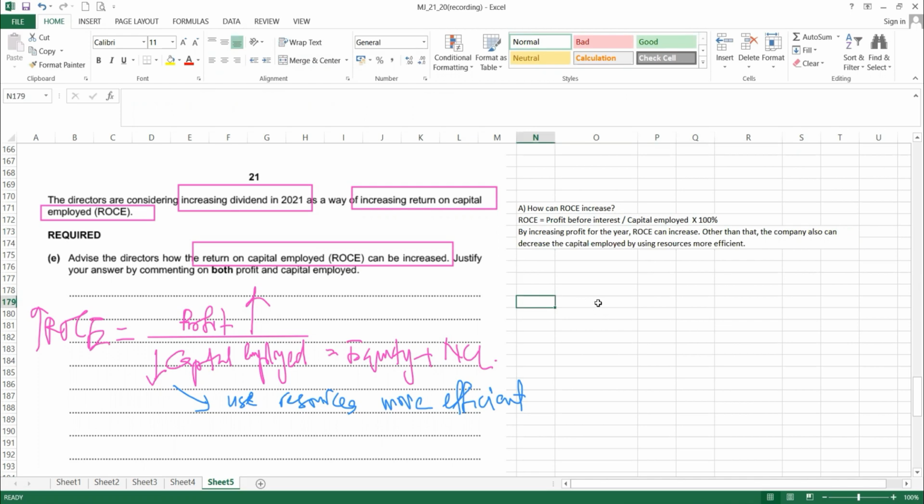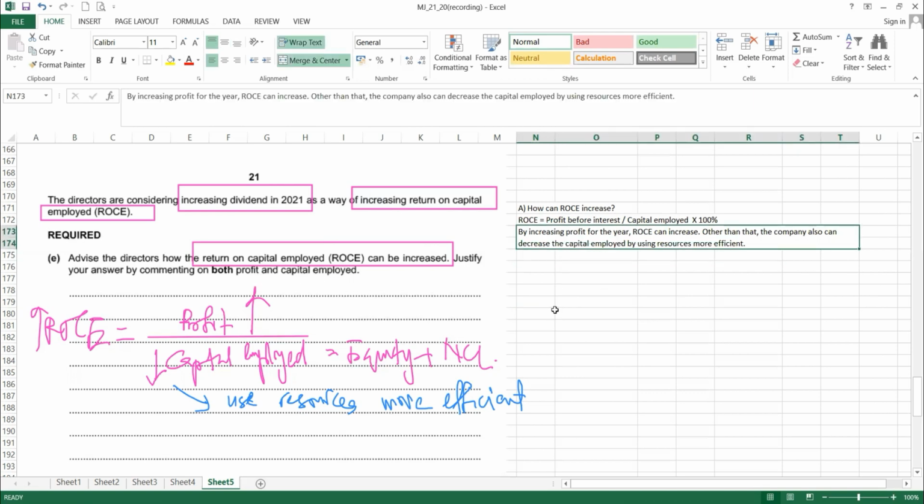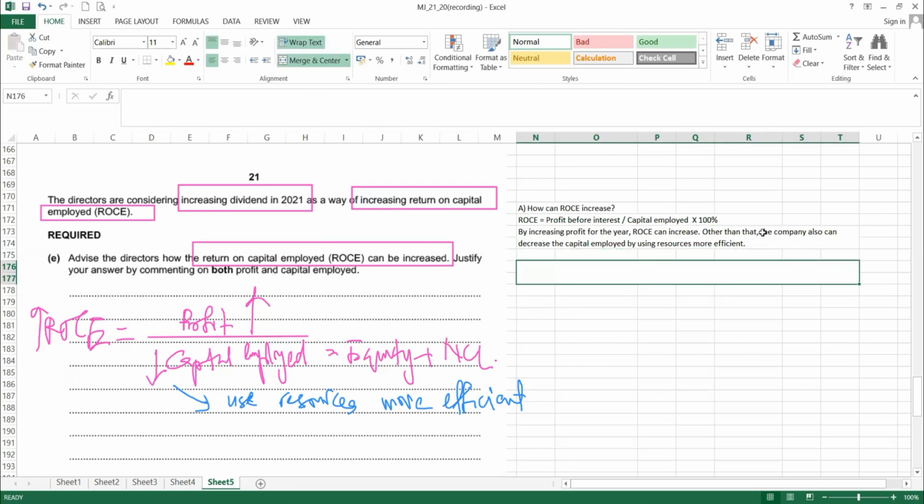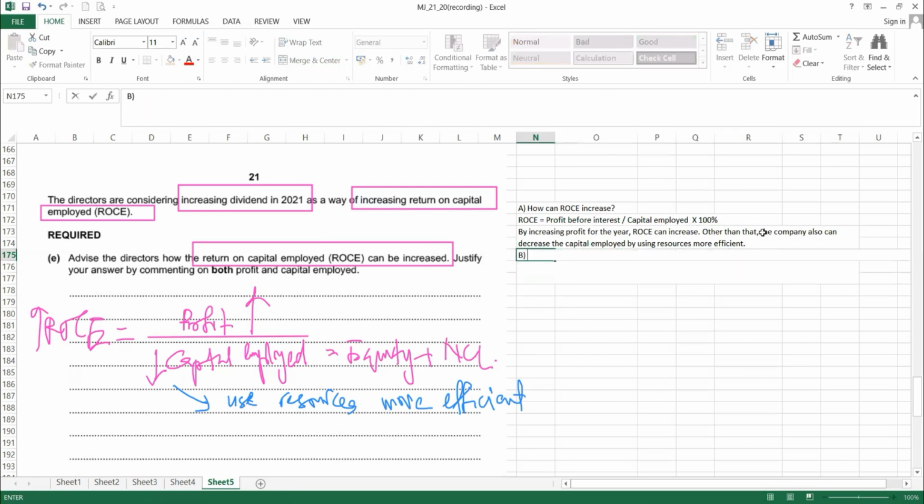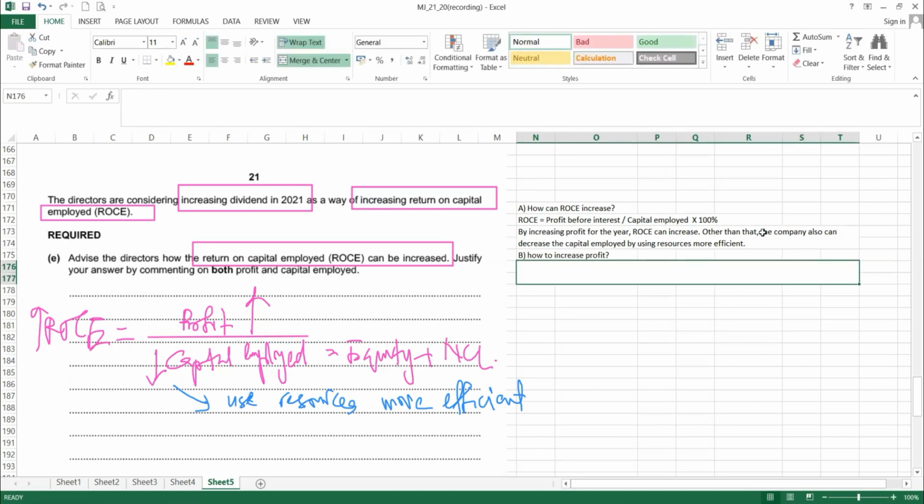Okay, now next, we have not yet finished the question. The total marks they allocate is 5 marks. So next is, justify your answer by commenting on both profit and capital employed. These two, we already commented on. How do we want to increase the profit? So now B, how to increase profit. This is a question that we have to ask ourselves.